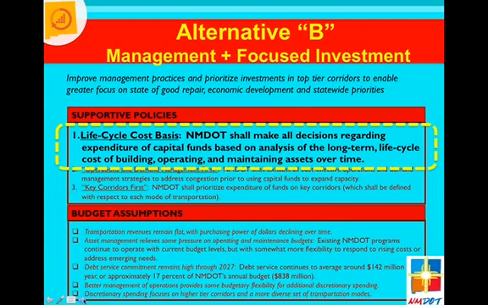So as we look at the management and focused area, one of our supporting policies is that we are going to look at a life cycle cost basis. We're moving towards making our expenditure decisions based on our long-term life cycle cost of building, operating, and maintaining assets over time. This is going to tie into our asset management plan, and as we link these two items together. Next slide, please.